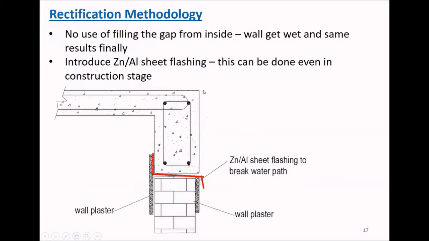And what are the rectification methods we can do? There is no use of introducing mastic fillers inside the building, because externally we cannot approach this building, either this building or an apartment building. It is not possible to approach. So what we can do is make this kind of zinc alum flashing and insert it through this gap. We have to make this gap and insert the zinc alum sheet flashing. Practically we have done this in a few places. This was a success.